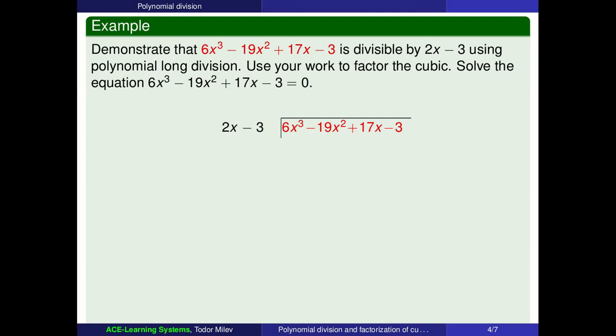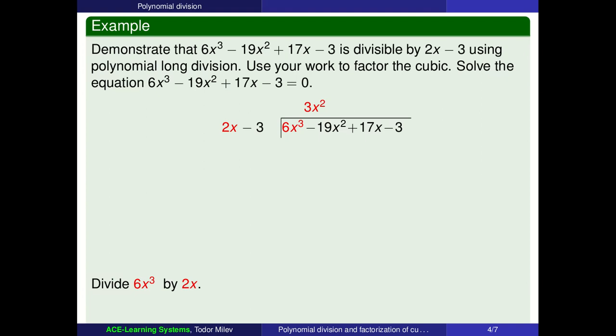So our dividend is 6x cubed minus 19x squared plus 17x minus 3, and our divisor is 2x minus 3. We identify the highest order term of the dividend, that is 6x cubed. We identify the highest order term of the divisor, 2x, and we divide one by the other. And we get 3x squared.